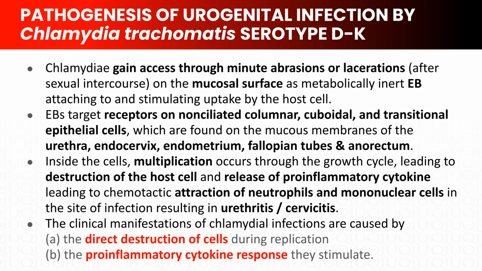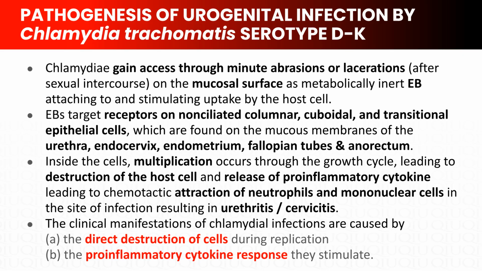Once inside the host cells, reticulate bodies multiply within the inclusion, and this intracellular multiplication continues for 2 to 3 days. Eventually, the host cell is destroyed, either by direct lysis or through apoptosis triggered by the infection. When the cell ruptures, it releases both new infectious elementary bodies and cellular contents. This cell destruction and the release of bacterial components trigger an intense inflammatory response. The host cells release pro-inflammatory cytokines, particularly interleukin-8 and TNF-alpha.